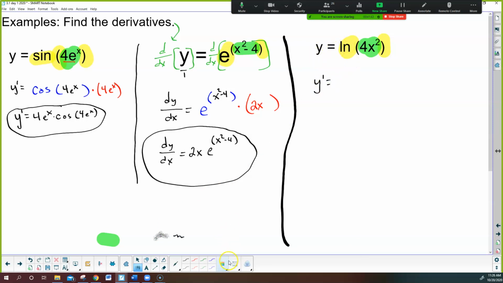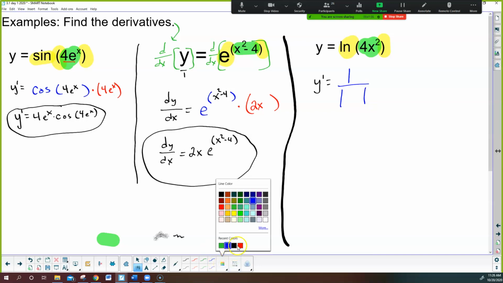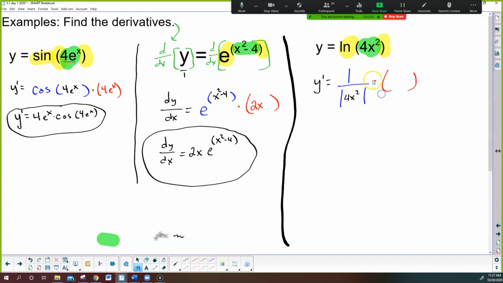Okay, so the derivative of the outside, well, the derivative of ln is 1 over whatever is on the inside. We should actually use absolute value here, but the derivative is 1 over whatever was on the inside. So in this case, it's just 4x squared. And then here's the tricky part. We have to times the entire thing by the derivative of the inner part. So the derivative of 4x squared, the 2 is going to come down, and the derivative of 4x squared is 8x.